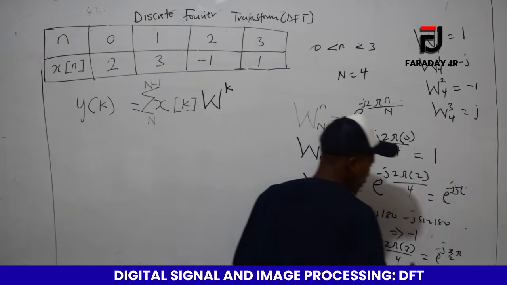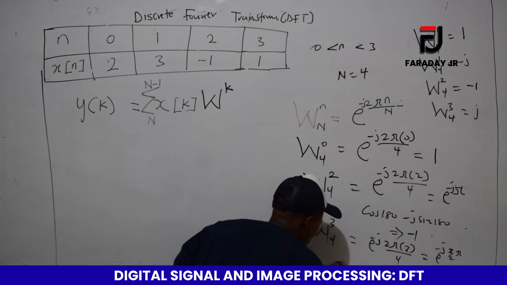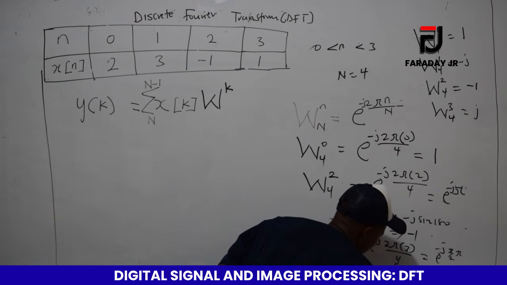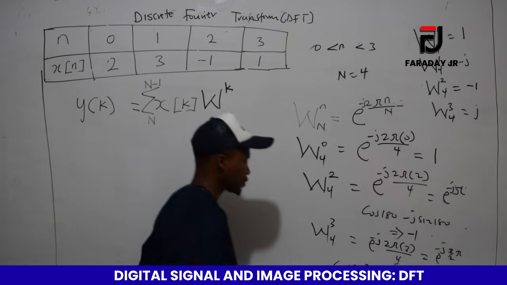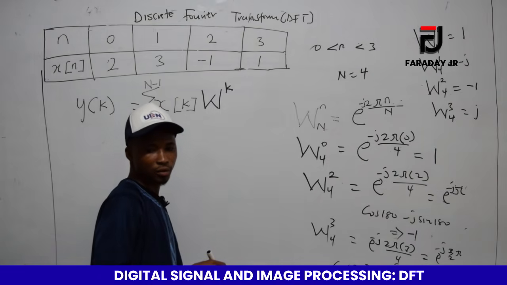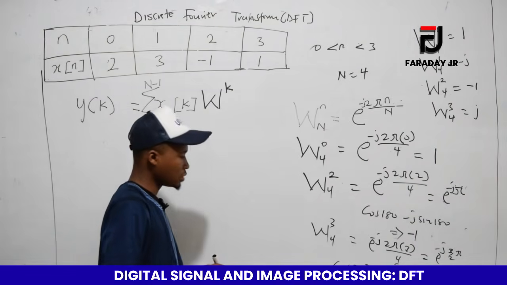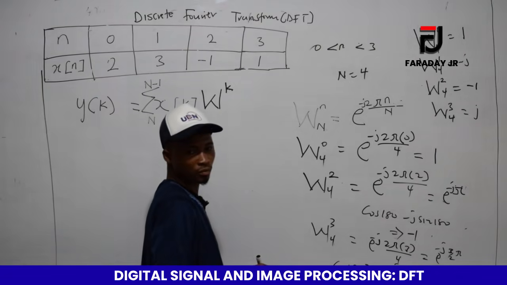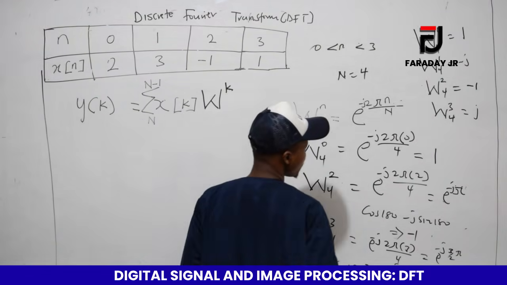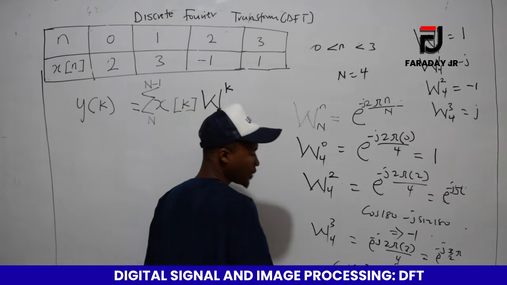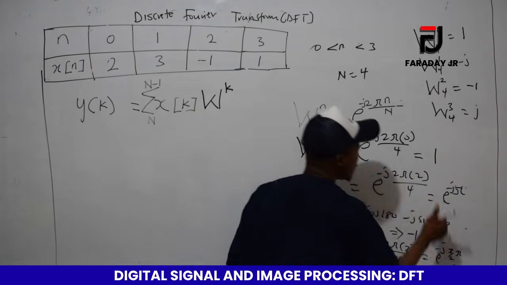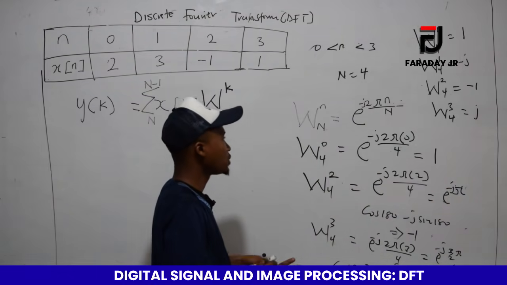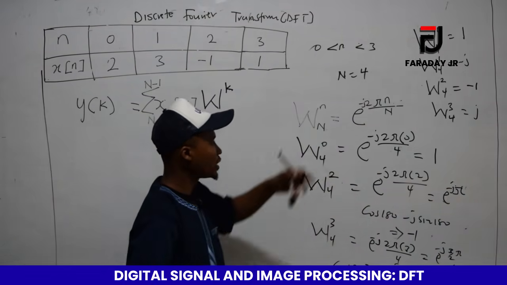Okay, which is 270, right? So we have cos 270 minus j sin 270. Can you check cos 270 for me? Cos 270 is 0, and then sin 270 is minus 1. So minus 1 times minus j will give us positive j. Okay, so that's why we have W of 3, 4 equal to j. So I just wanted to take you through how to find the windows.